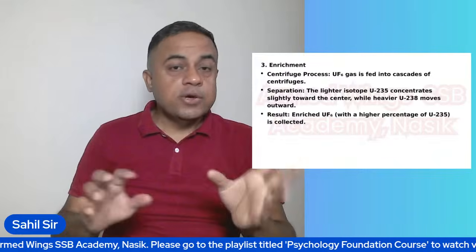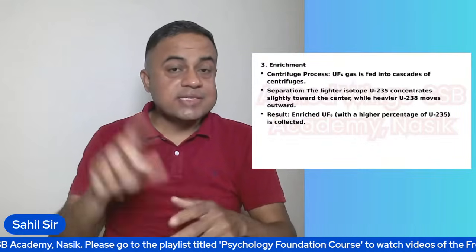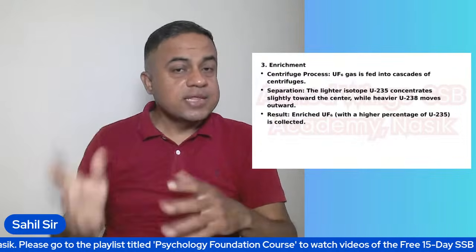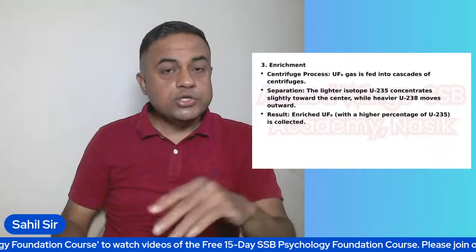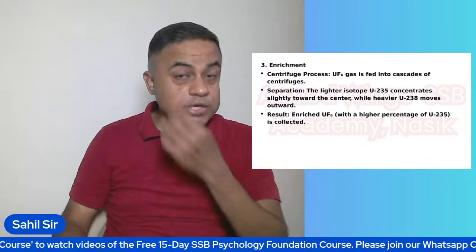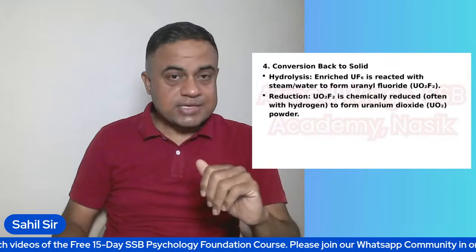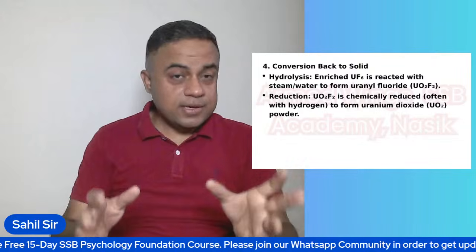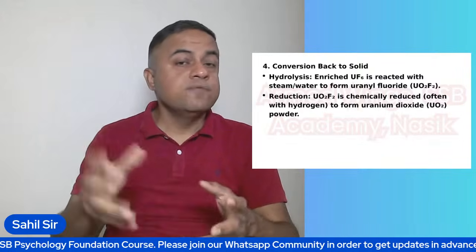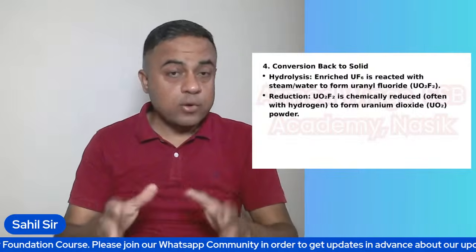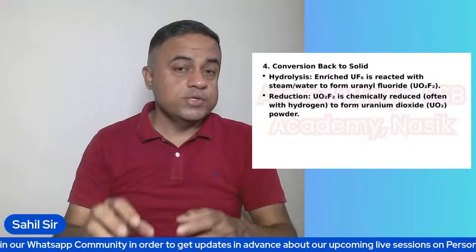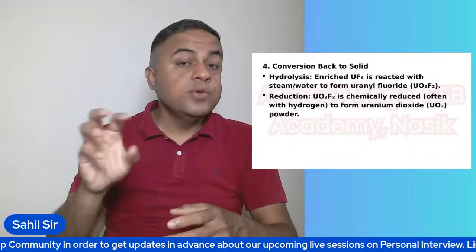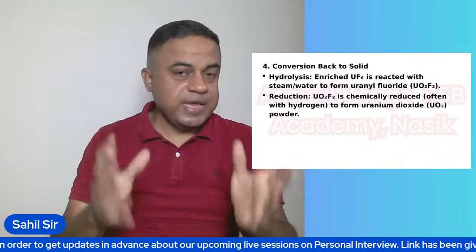Now, enrichment, the centrifuge process: UF6 gas is fed into cascades of centrifuges. The lighter isotope U-235 concentrates slightly towards the center, while the heavier U-238 moves outward. Enriched UF6, which has a higher percentage of uranium 235, is collected. After that, it is made to react with steam or water to form what is called uranyl fluoride. Then this uranyl fluoride is chemically reduced, often with hydrogen, to form uranium oxide. And this is the main thing needed.